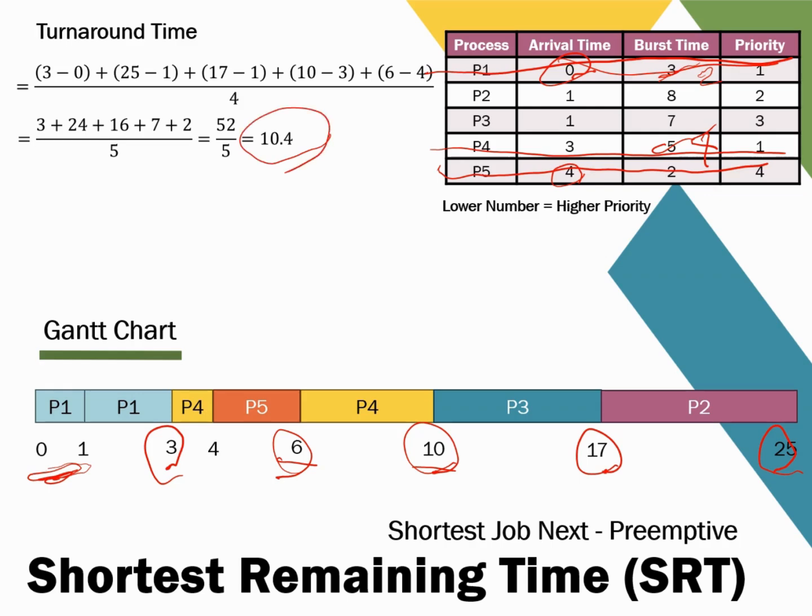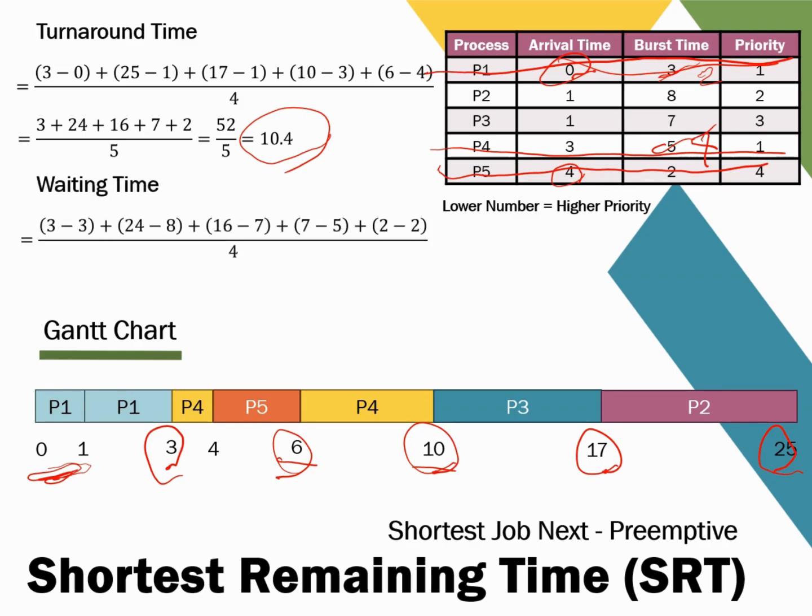And also for waiting time, as you know, we must decrease the burst time from the turnaround time for each process. So we have turnaround times 3, 24, 16, 7, and 2 for P1 to P5. So the first one is 3 minus burst time 3. So 3 minus 3. 24 minus burst time 8, 16 minus burst time 7, 7 minus burst time 5, and 2 minus burst time 2.